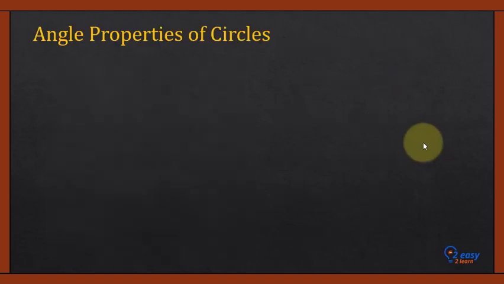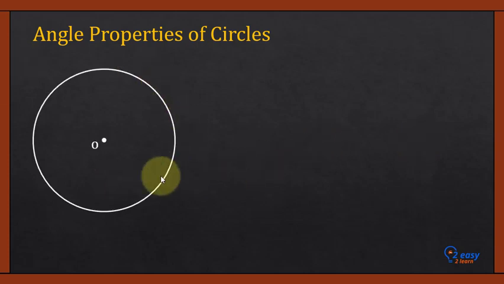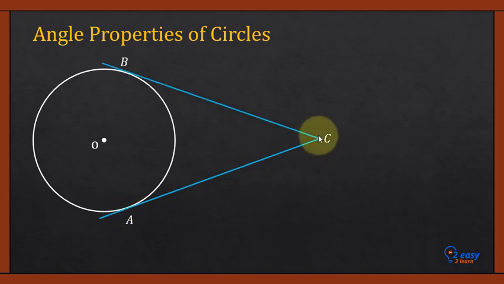Let's discuss another property of tangent properties of circle. This is a circle with center O. This is the point C outside the circle, and this point C is making a tangent at point A. So this is the tangent AC, as you can say CA. The same point C, which is the exterior point outside of the circle, is making another tangent at point B. So BC is another tangent.